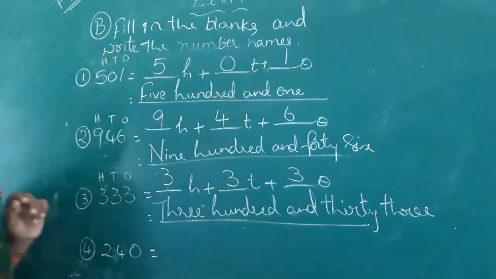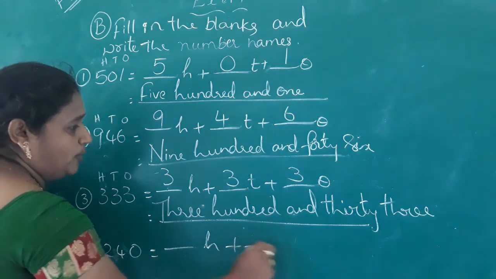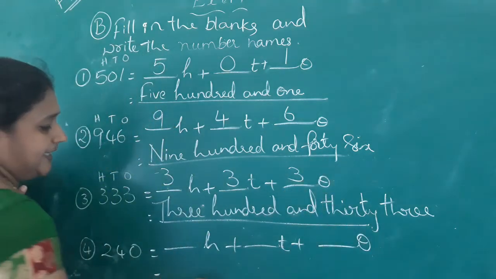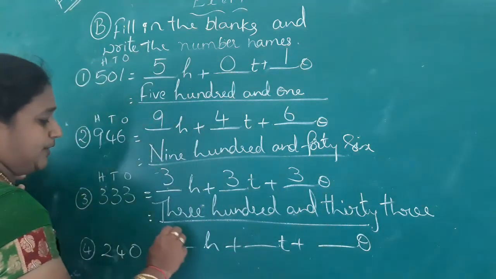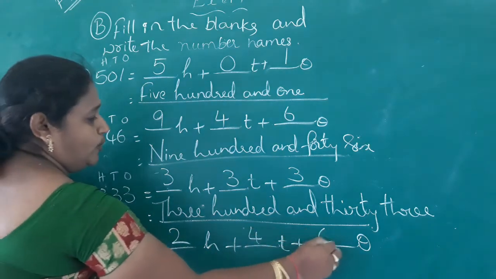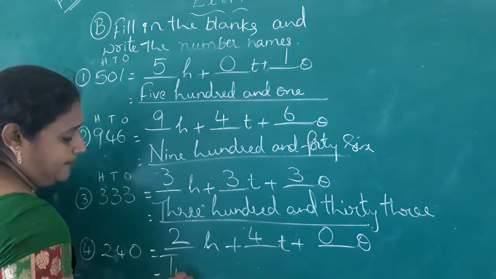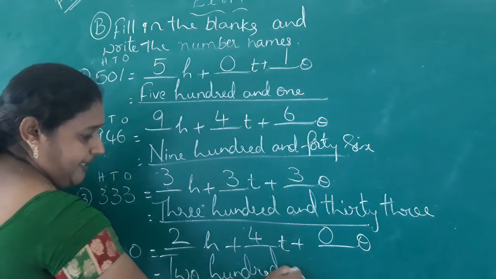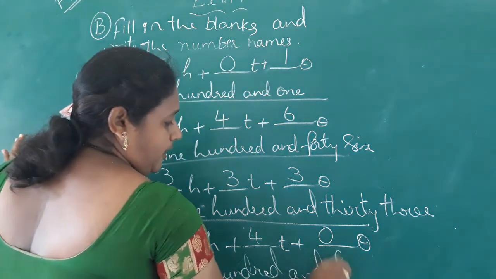Like that we have to write the number name. See the fourth question then, how many hundreds, how many tens and how many ones are there? And write the number name. 2 hundreds, 4 tens, 0 ones. Write the number name. 240.